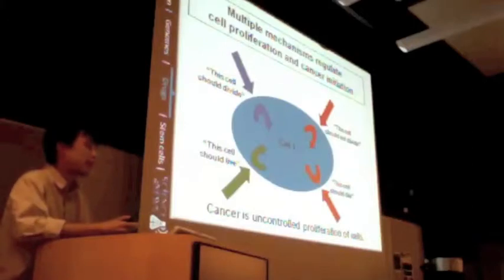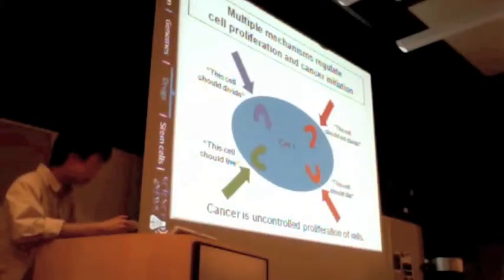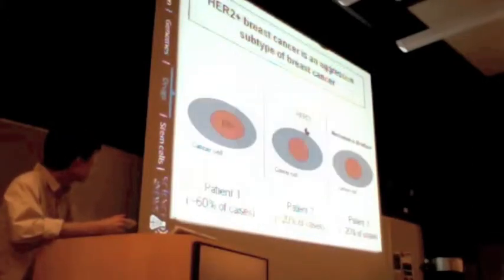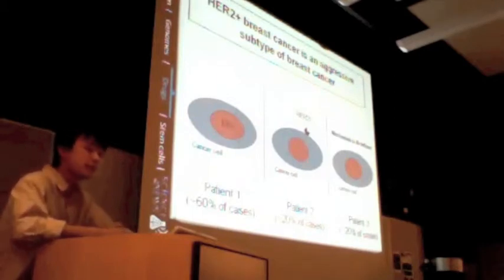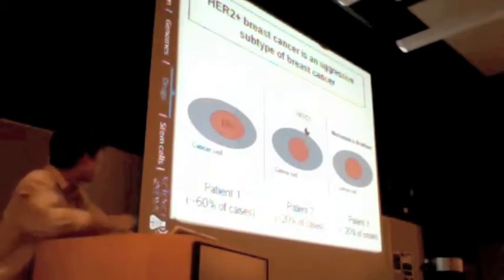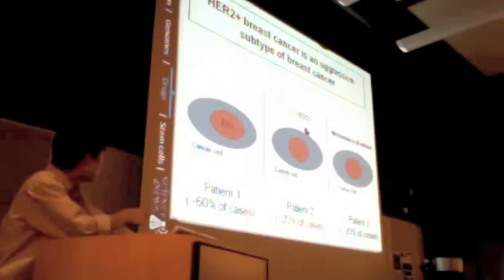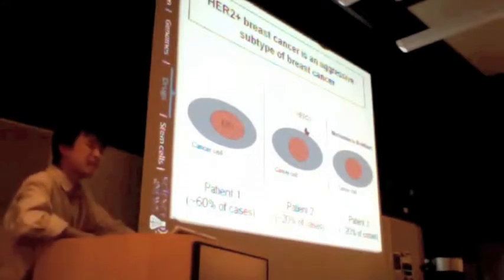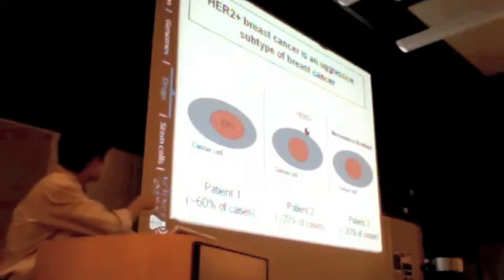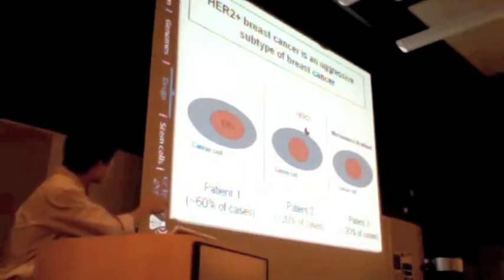fundamental reason why the cancer arises in the first place. And in the specific case of breast cancer that I want to talk about today, breast cancer cases can roughly be classified into 3 categories. And shown here are, again, schematics of cancer cells. So this is the cell body, and the red circle within is the nucleus.